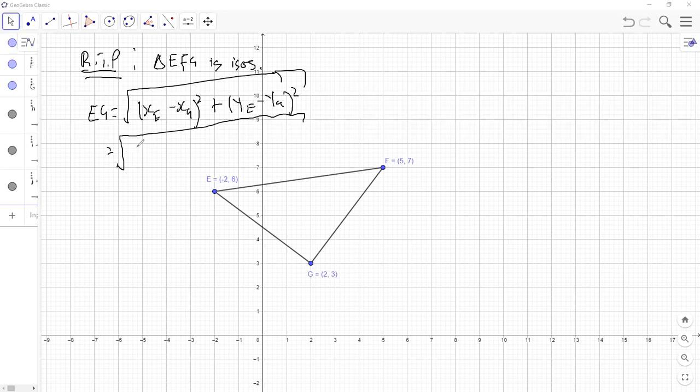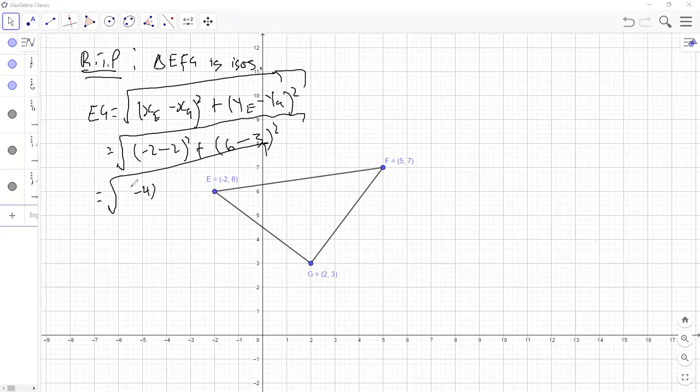I'm going to now substitute, right? X at E is -2. I subtract x at G, which is 2, all squared, plus what is y at E? 6. What is y at G? 3, all squared, okay? So I'm going to put this again. Guys, this is not 0. You're saying -2 minus 2, that's -4.